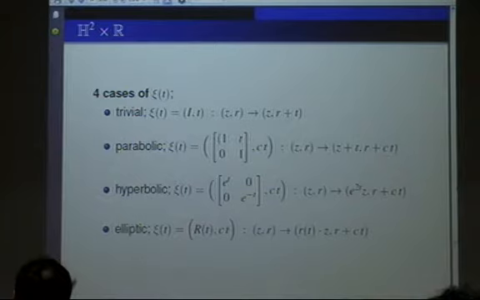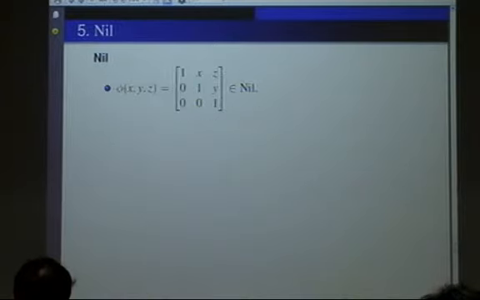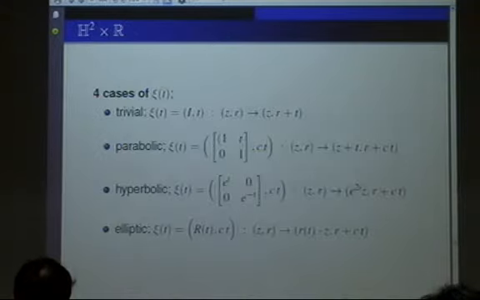So there are four possible one-dimensional actions for psi: trivial, parabolic, hyperbolic, and elliptic. For the trivial case, it is just a translation on the R factor. So there will be nothing interesting, no interesting geometry.